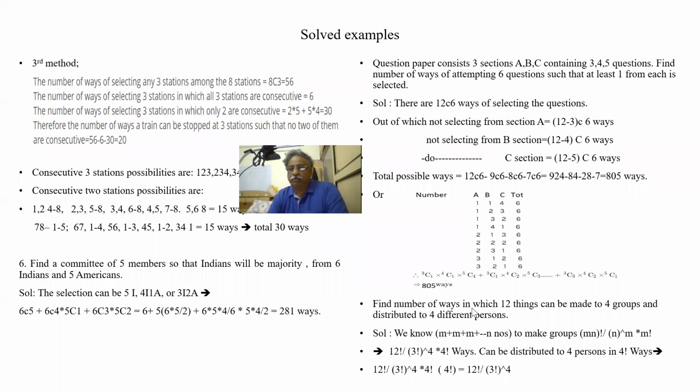Let us see. Find the number of ways in which 12 things can be made into 4 groups and distributed to 4 different persons. We have seen 4 groups, means 3, 3, 3, 3. We have seen 12 factorial by 3 factorial to the power of 4 into 4 factorial. These are 4 groups, m factorial, n factorial to the power of m. So this many groups can be formed.